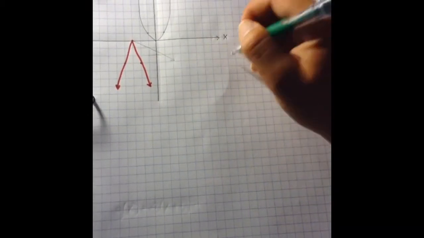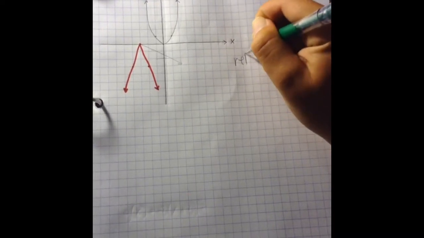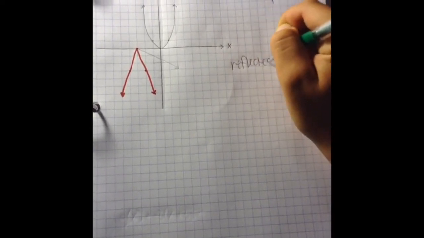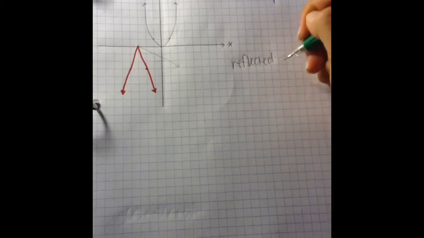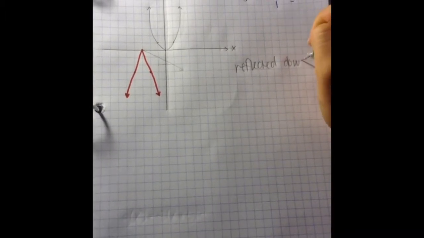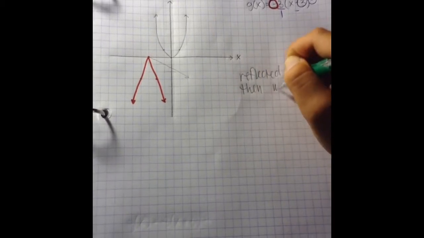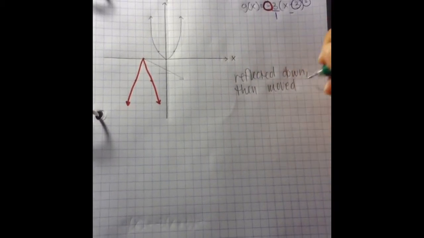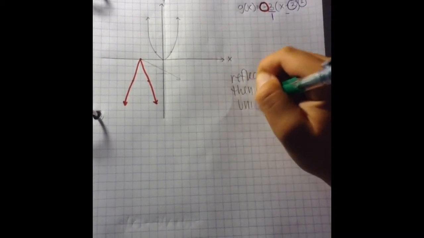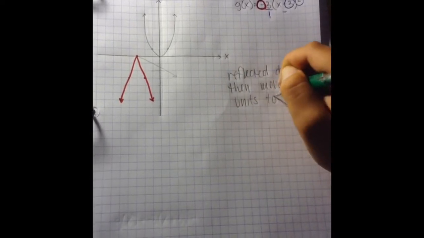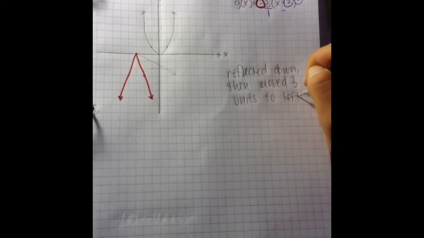So the correct answer to this problem is that it was reflected. It was reflected down, and then it was moved 3 units to the left. And then that would be the correct answer on the test.